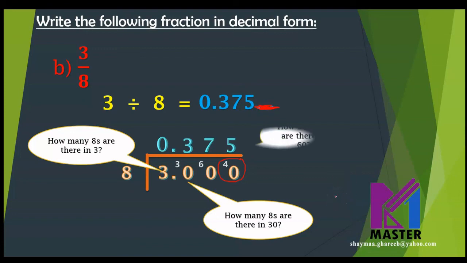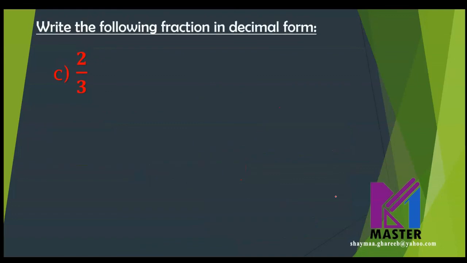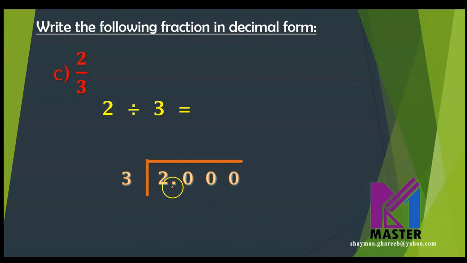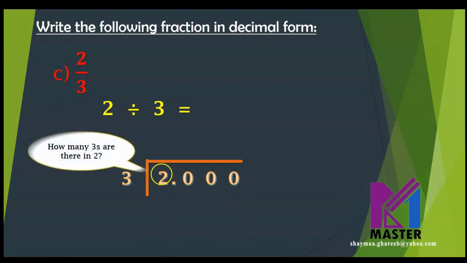Okay, let's see. Write the following fraction in decimal form. I have 2/3. 2 divided by 3. I will do exactly the same. 2 divided by 3. I will put the decimal point and 3 zeros. How many 3's are there in the 2? 0. Remainder 2. I will put the remainder here and the 0 here. Decimal point at the same place exactly.